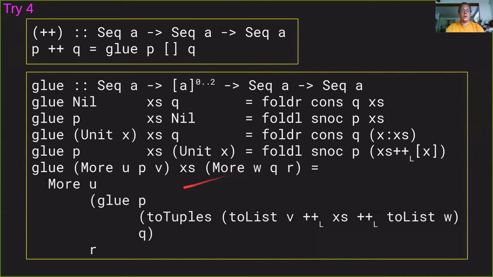This is what that looks like. We get a more starting with U, ending with R. We recursively glue P and Q together, and the elements that we have between is the following. V is a sum data type, and W also. We turn those into lists. We append those lists together using the list append, which is what this operator does, the normal Haskell list append. So we get a list of elements, and finally we turn these into tuples because P and Q are sequences of tuples, not sequences of elements. Okay, so this is a recursive function. We recurse over P and Q, which are recursive subsequences that are twice as fast. So we can see that the complexity of glue is logarithmic, as long as we obey these list sizes.